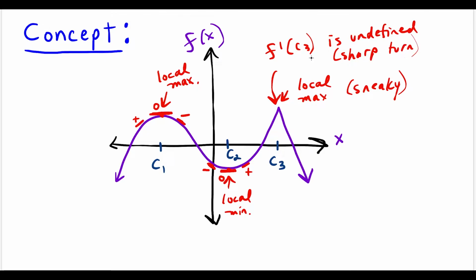But just know that you could still have a local maximum at a critical point where it's the sharp turn kind of critical point where the slope is undefined. And notice we have a local max and the slope is changing from positive to negative, even though we don't have a 0 slope at the top of this point here. We have a sharp turn.